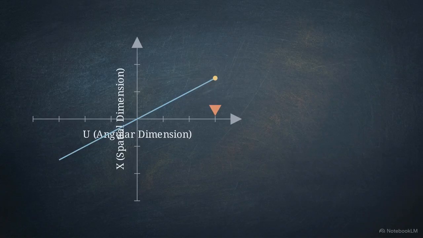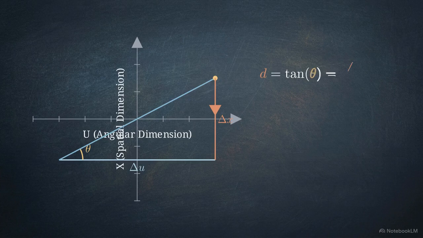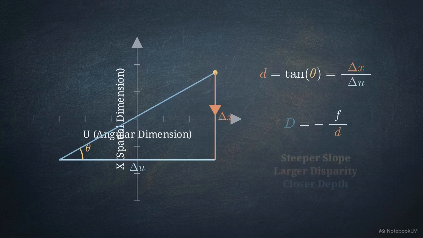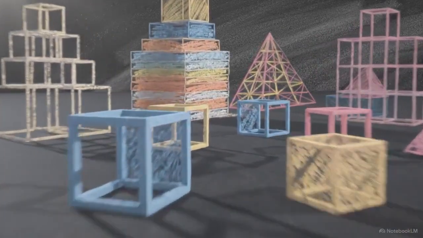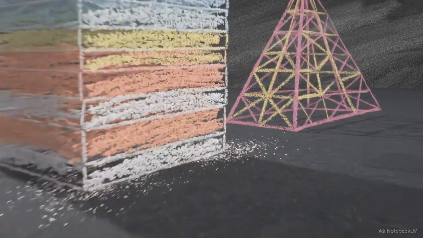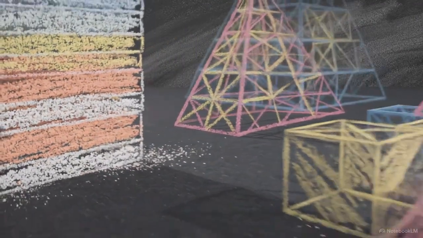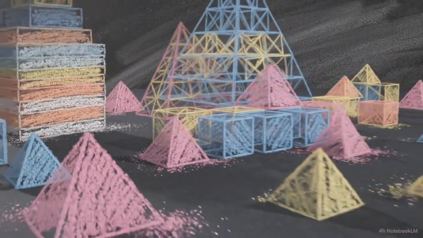The pixel shift of that point across changing viewpoints is defined as disparity. Disparity equals the tangent of the epiline's angle. With disparity, we use standard triangulation to calculate real-world depth, factoring in focal length. This creates a direct inverse correlation. Steep geometric slopes indicate background objects, while shallow slopes represent the foreground.